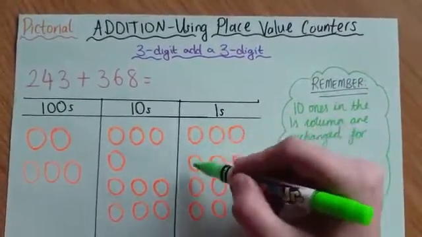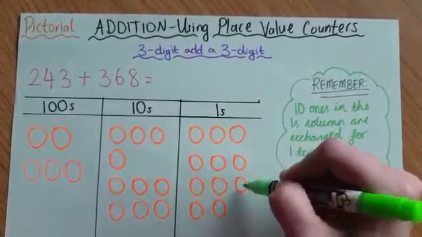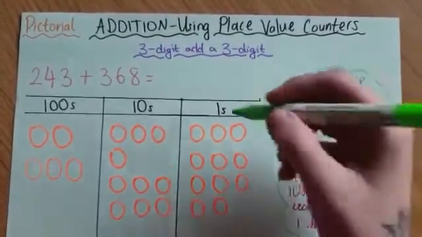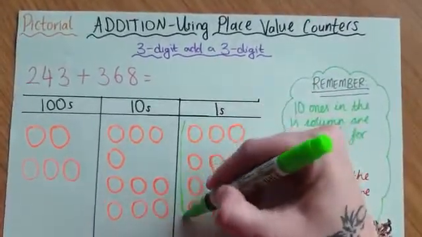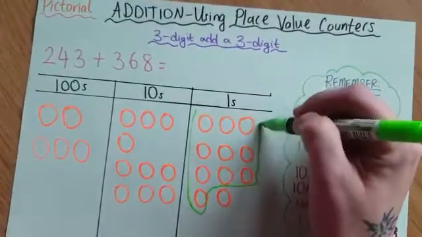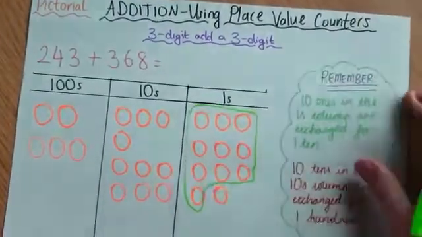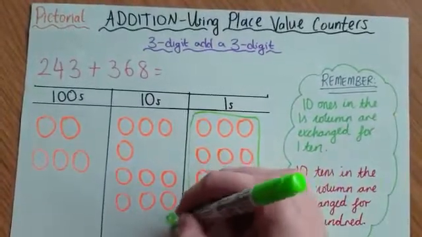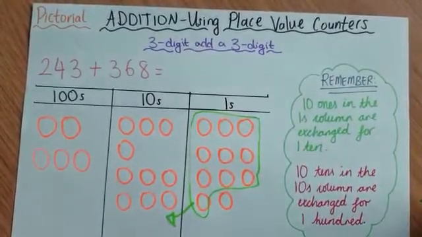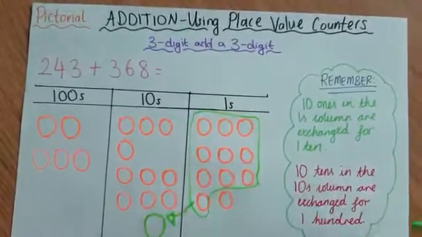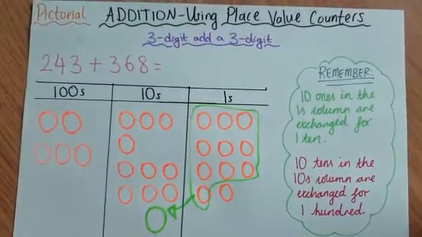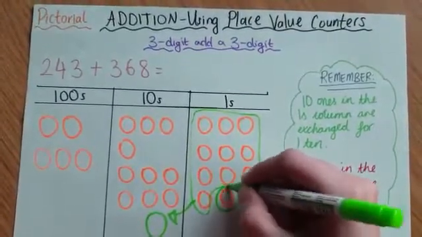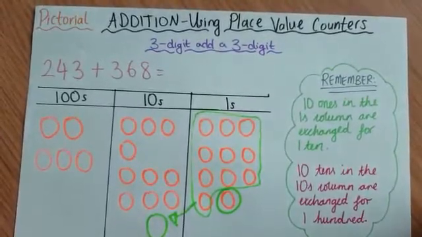1, 2, 3, 4, 5, 6, 7, 8, 9, 10. So what I'm going to do, I'm going to draw a circle around my 10 ones to show that there are 10 of them. I'm then going to draw an arrow into my tens column to show that I now have an additional 10. I have now only got one left over.